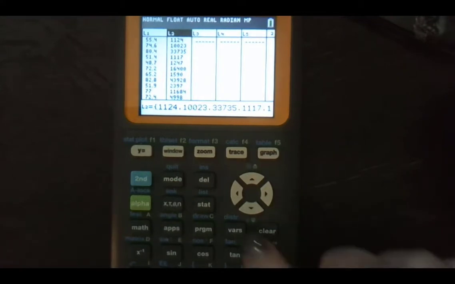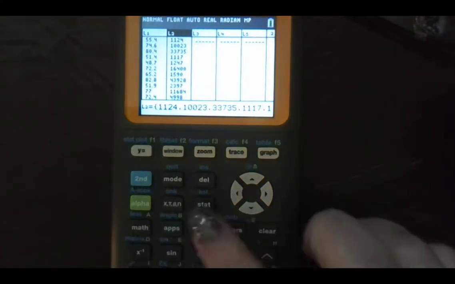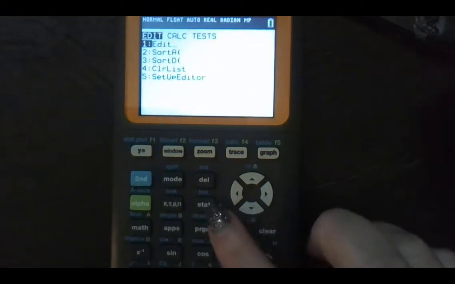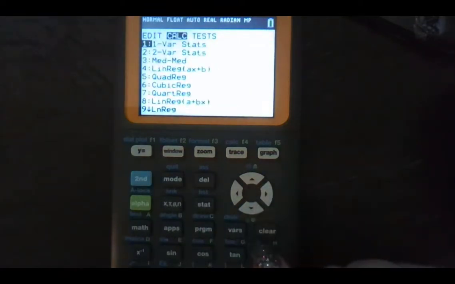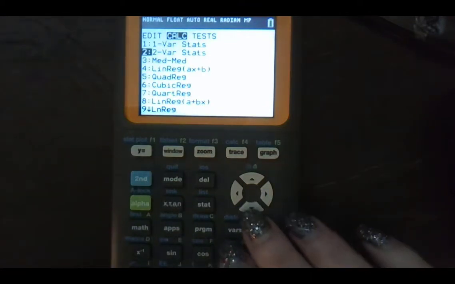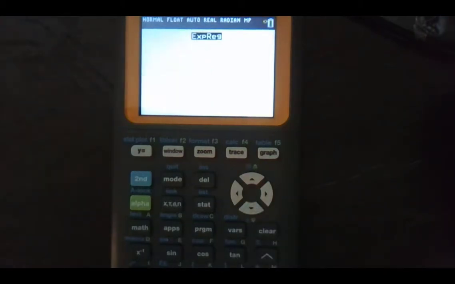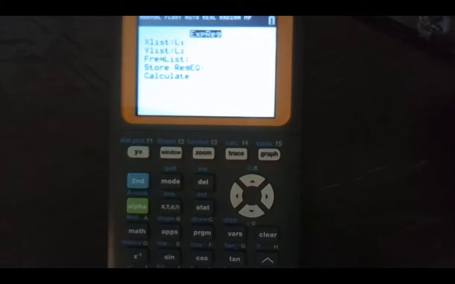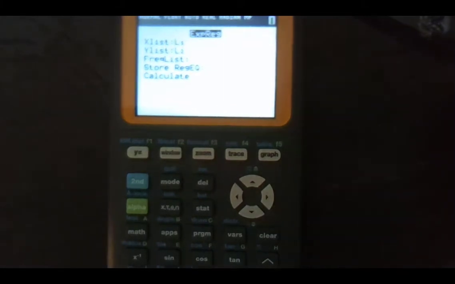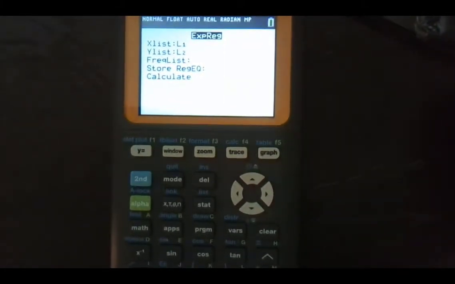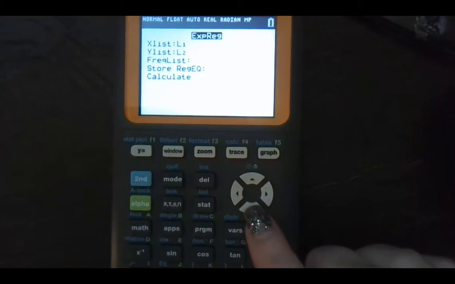So we're going to go back to calculate. We have to go to stat, go over to calculate, and if you look down here, we have our exponential regression. I believe that's at 0. Yep, so here we go at 0. So we're going to go to our exponential regression. We have our x list in L1. We have our y list in L2.